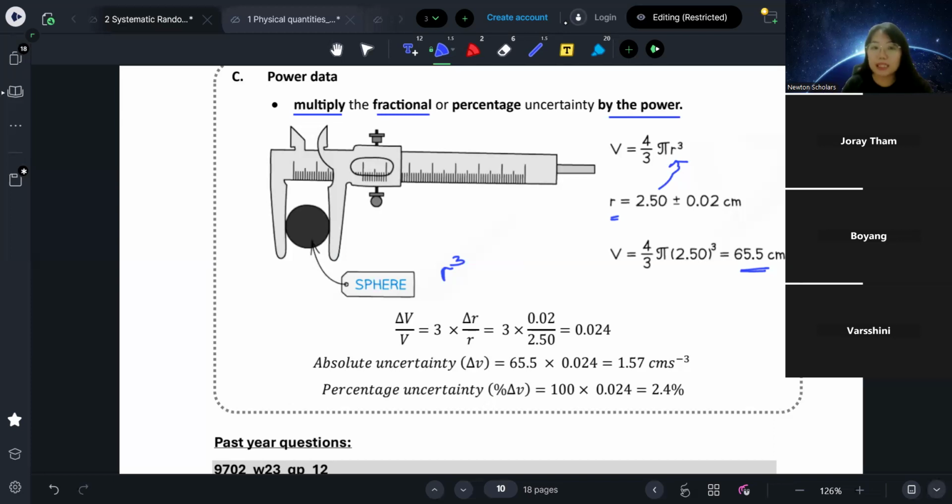Okay, absolute uncertainty, which means that we want this. If the question asks for this, what should you do? The V, you move to the other side. Where do we get the V? Just now you already calculated 65.5. So we multiply 65.5 times 0.024. We find the uncertainty of the V, capital letter V. So your answer will be 1.57. Oh, what is this unit? Oh, okay, help me to change. It should be plus minus cm cubed.